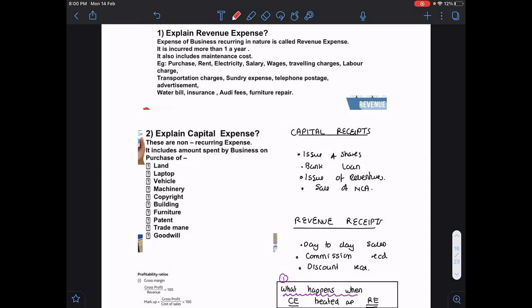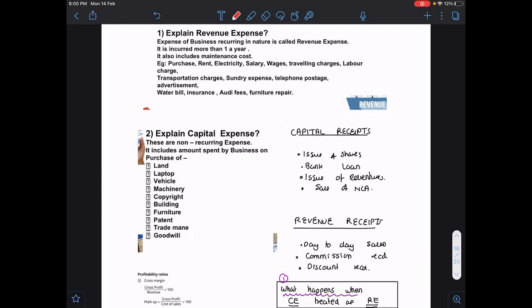Capital receipt is the income received from the sales of assets, occasional income, money that comes occasionally. And revenue receipt is whatever income comes day-to-day from the sales. Okay. Look at examples of capital receipts and revenue receipts.